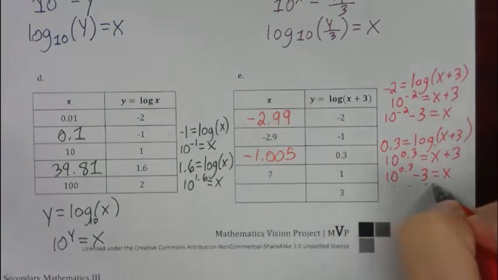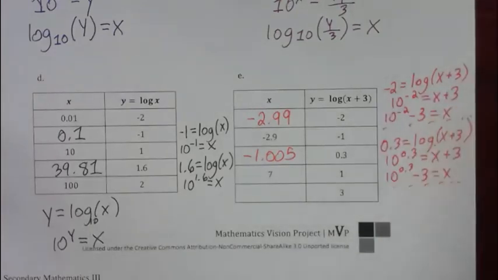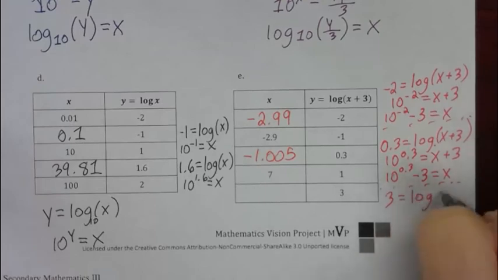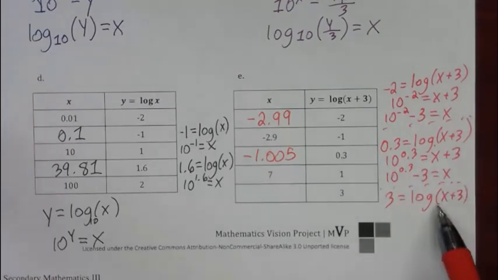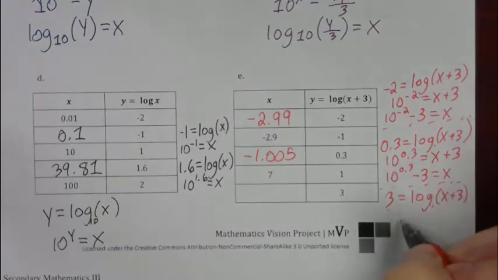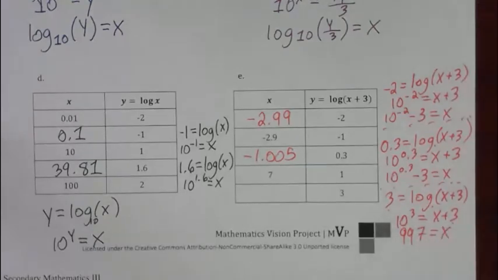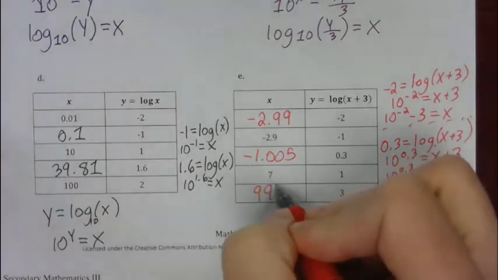And then lastly, for this table, we have 3 is equal to the log of x plus 3. It's going to be a pretty big number now because we have 10 to the power of 3, which is 1,000, and then x plus 3. So if we have 1,000 minus 3, well, that's 997 is equal to x, which is our last number.